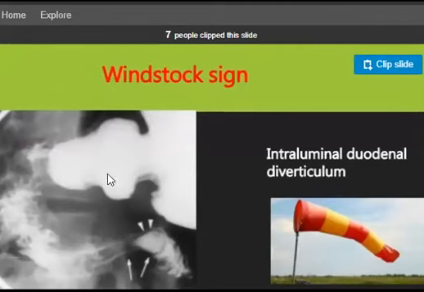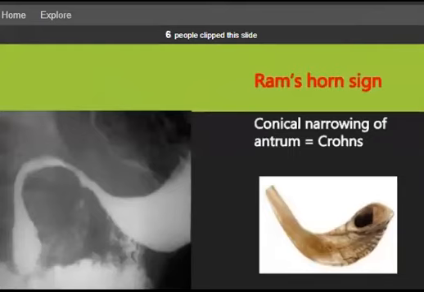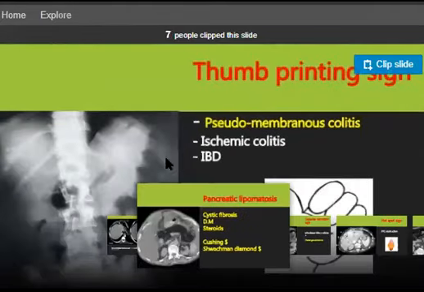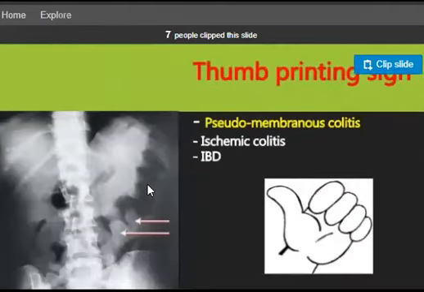So this is what's called the windsock sign. It is an intraluminal duodenal diverticulum. We mentioned it before, if you remember, duodenal diverticulum. This one is conical narrowing of the antrum, as you see here, what's called the ram's horn sign. Okay. This one we mentioned. Yeah, perfect.